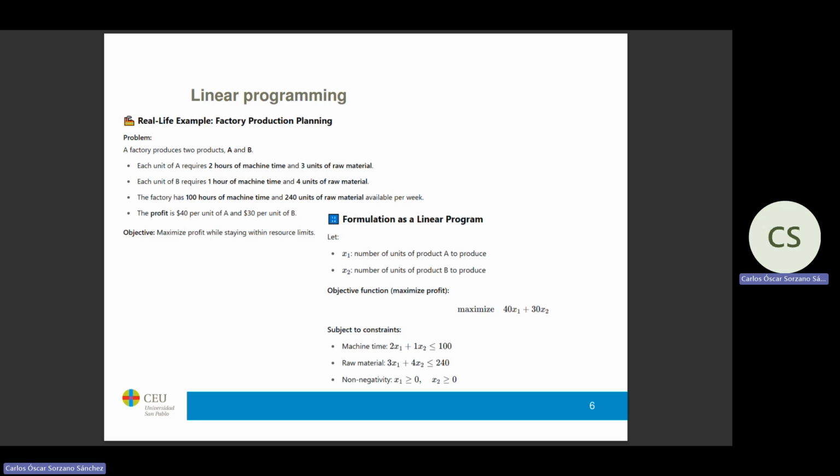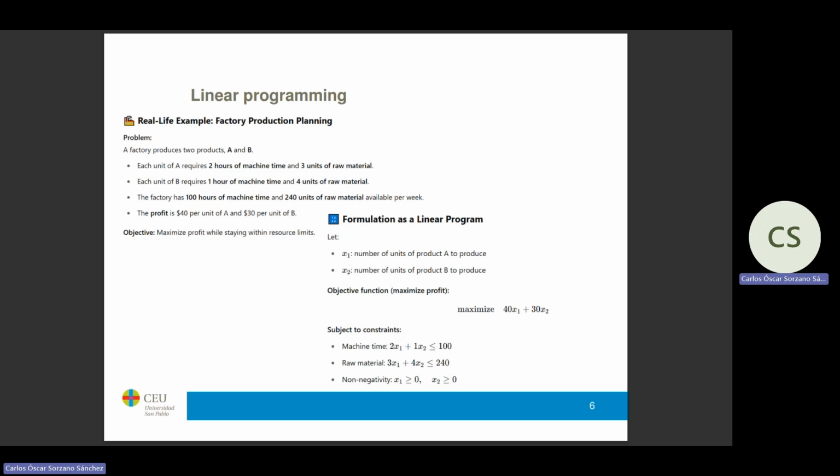So, for instance, let's first give an example of where these kinds of problems could appear, and then we will formulate it as a linear program, as a linear optimization problem, and then we will give the more general structure. So we will always follow this path. First an example, then trying to formulate that as a problem, and then generalizing.